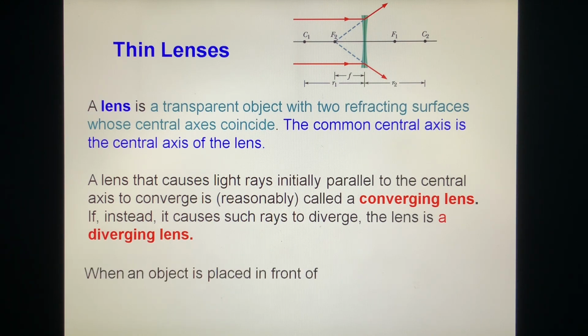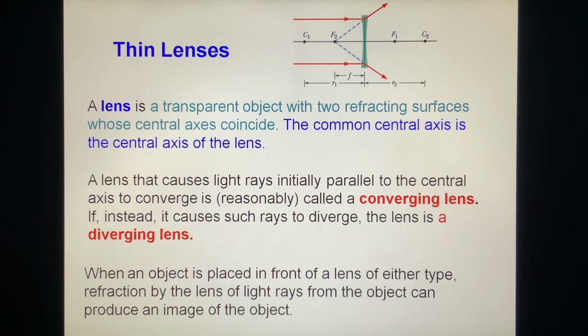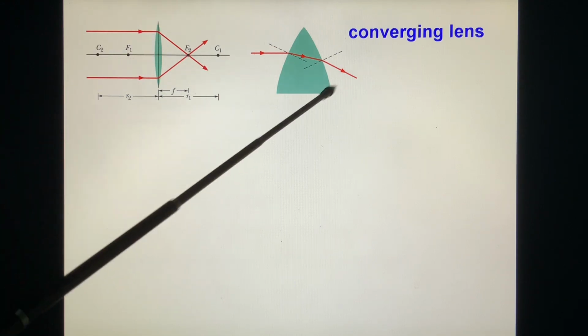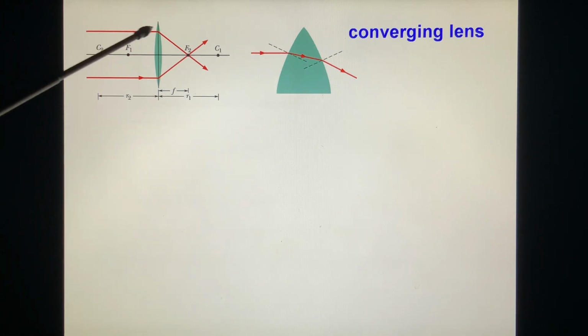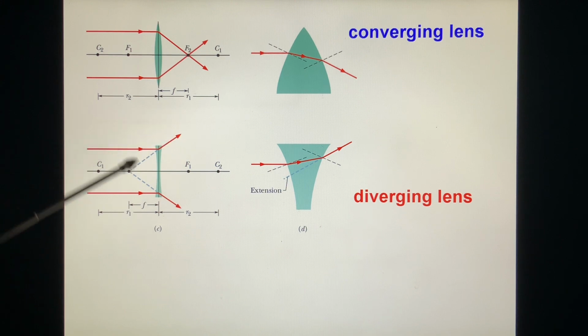When an object is placed in front of a lens of either type, refraction by the lens of light rays from the object can produce an image of the object. For a converging lens, we look at this part. We enlarge it: the light parallel to the axis can converge. For a diverging lens, you look at this part. The light parallel to the central axis is diverged.